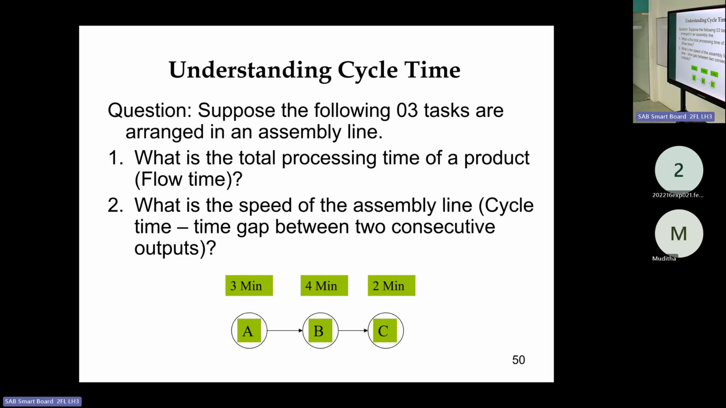Of course, no, not 9 minutes, right? You don't have to wait 9 minutes. So what would be the time gap between two products? You say 4 minutes. Is there any particular reason for that? So B takes 4 minutes. Yeah, B takes 4 minutes, so that is what you think. Any other answers?